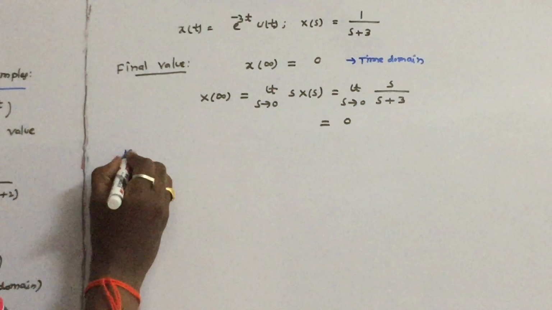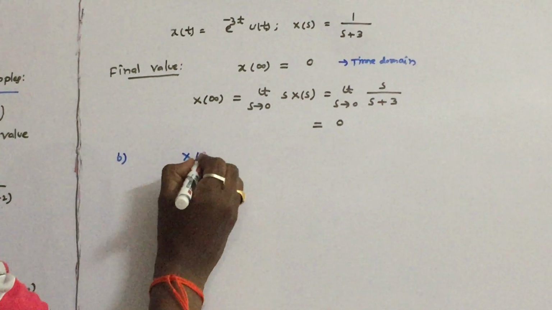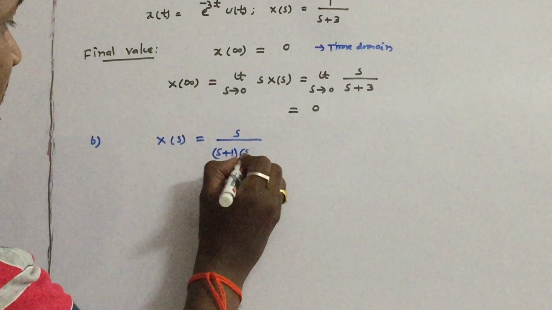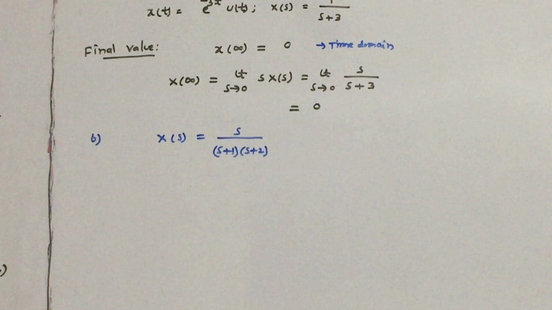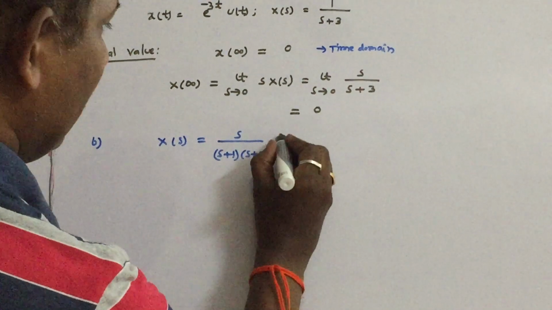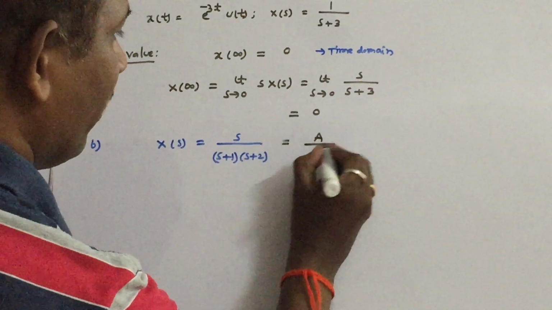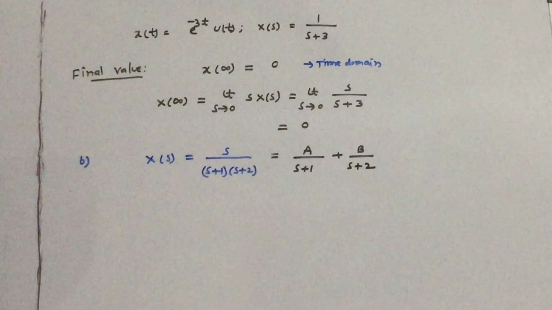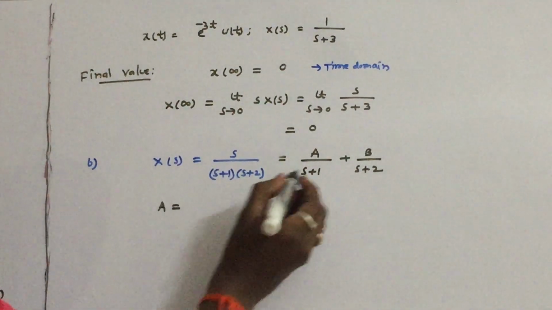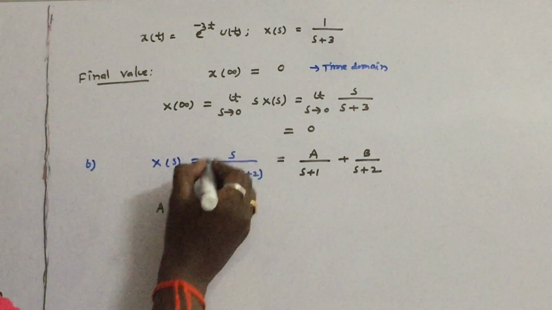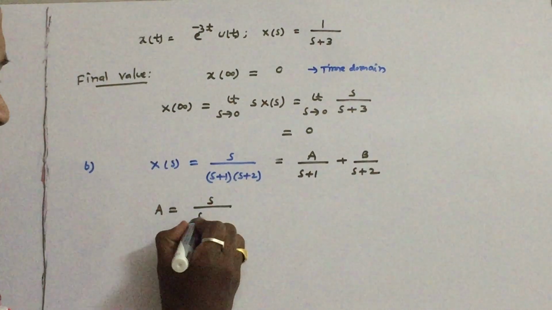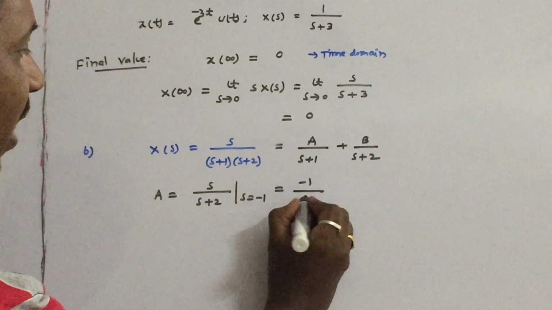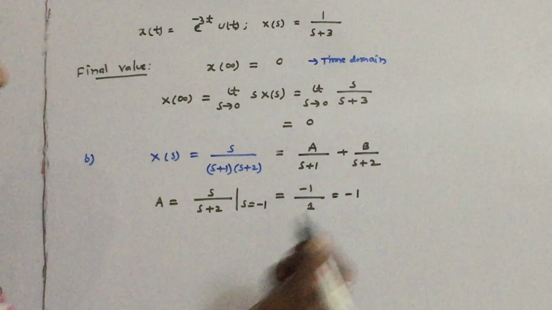So let us see the next question, B. X of s is equal to s by (s plus 1) into (s plus 2). In order to find out x of t, just take the partial fractions, a by s plus 1 plus b by s plus 2. So what is the value of a? A is equal to, just multiply s plus 1 with this function. So it will become s by s plus 2. Substitute s is equal to minus 1. It will become minus 1 by 1. So the answer is minus 1.